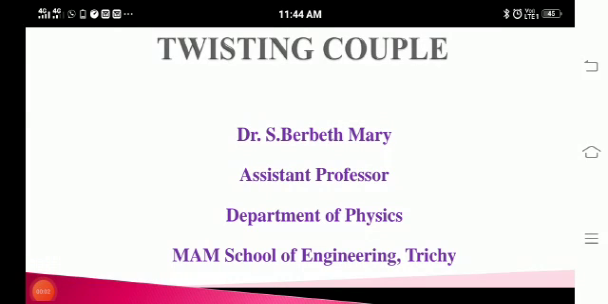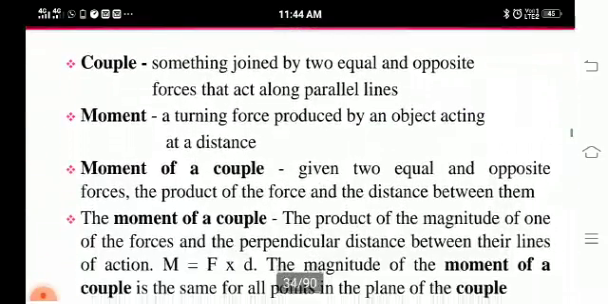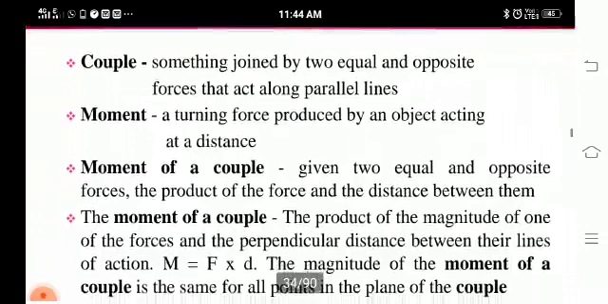Good morning to all. The topic which we are going to discuss is twisting couple. For that, we have to know what is couple. Something joined by two equal and opposite forces that act along parallel lines is known as a couple.